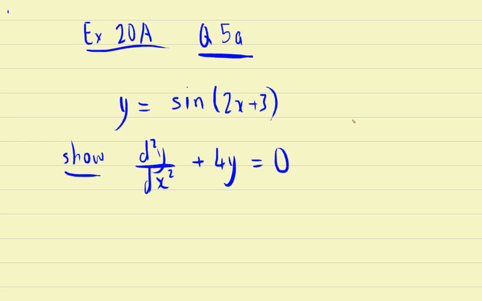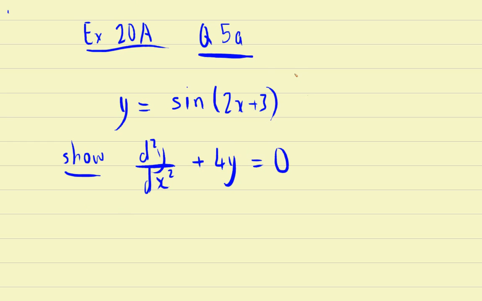Okay, so this question 5a basically asks you to show that the second derivative of the function y, so you've got the function y equal to sine of 2x plus 3, says the second derivative of y plus 4y is equal to 0. That's what you need to show. The first thing you can see here is there's a requirement for the second derivative of this function y. So the first thing you do is find the second derivative. What we do now is differentiate y twice, so we'll do it the first time.